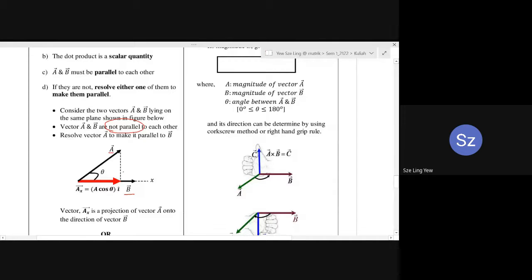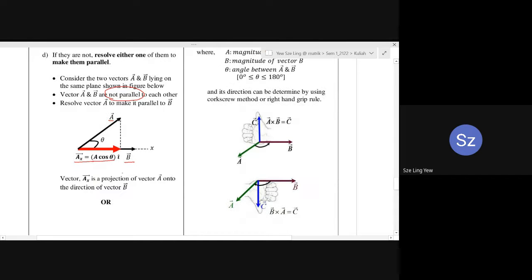In the example given, it resolves A into B, so that it's pointing towards the x direction. After you resolve A, you obtain Ax equals A cos theta, because the angle is located beside the x-axis, so we use the cos function here. So Ax equals A cos theta. What we are doing here is using Ax multiplied with B. Therefore we have AB cos theta.